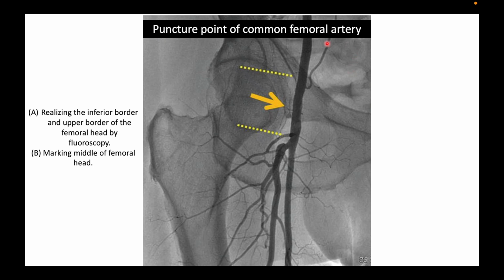Now, where do we do the groin puncture? You must mark, whether you're doing it ultrasound guided or fluoro guided. What's important in fluoro guidance is that you have to mark the upper and the lower borders of the femoral head. Now if you put a vertical line between these two borders, then the middle of that vertical line is the point where you want to puncture the femoral artery.